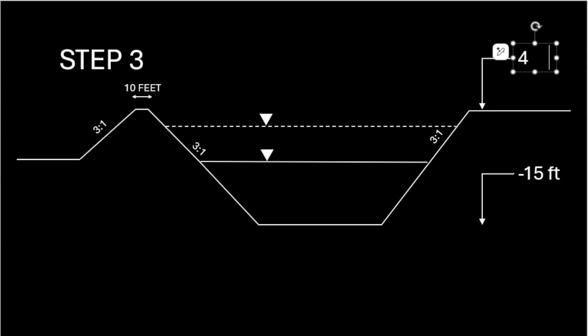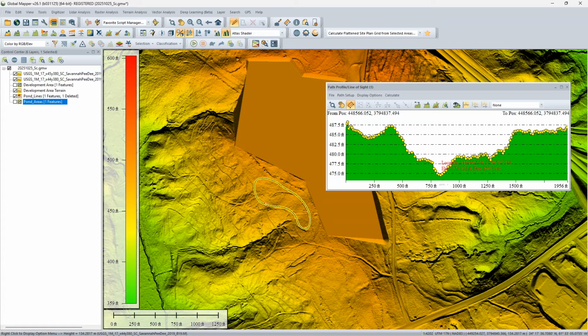Now let's put that 488-foot elevation into action. I'll show you exactly where that value fits into the process. First, I'll enter it as the target elevation for the berm. That's the top surface we'll grade to. Then, as we move through the next steps, you'll see how Global Mapper uses that number to shape the berm and balance the surrounding cut and fill.